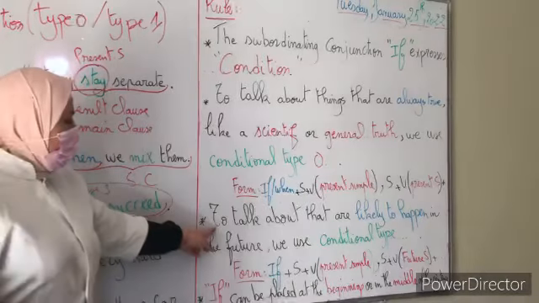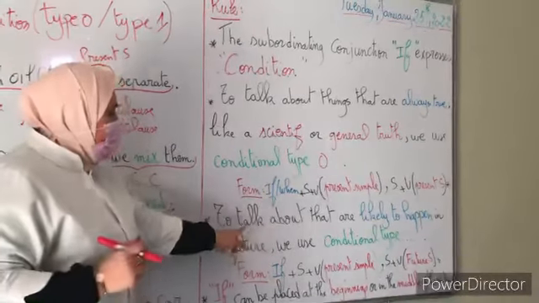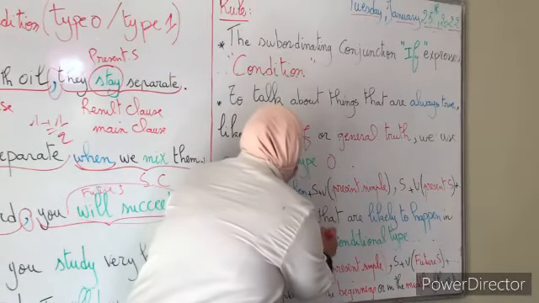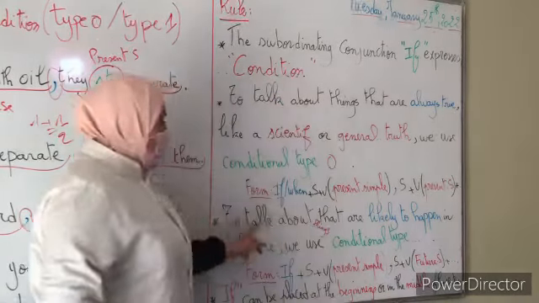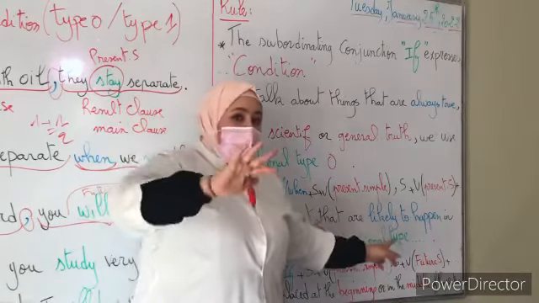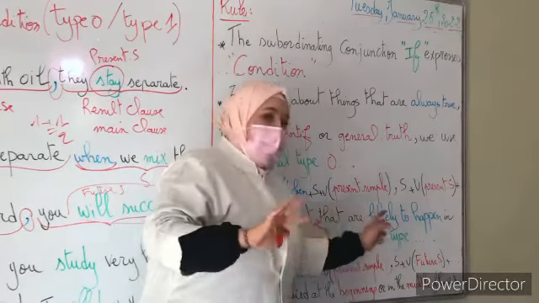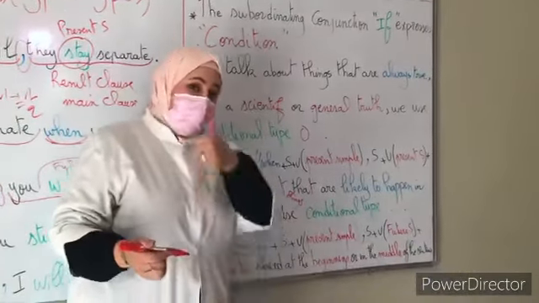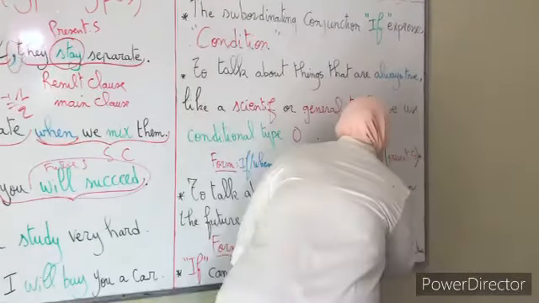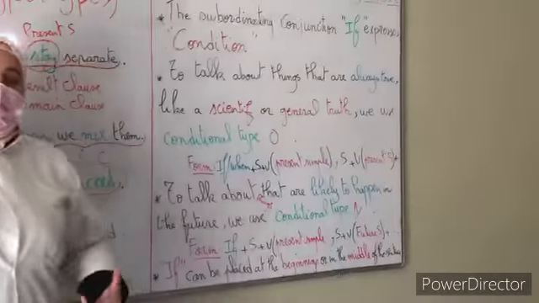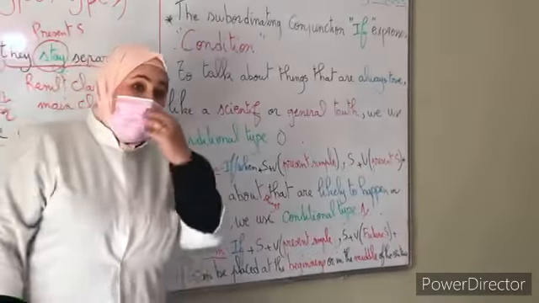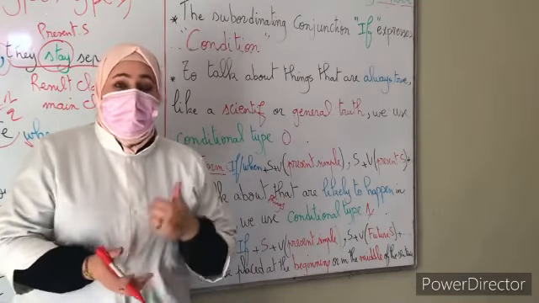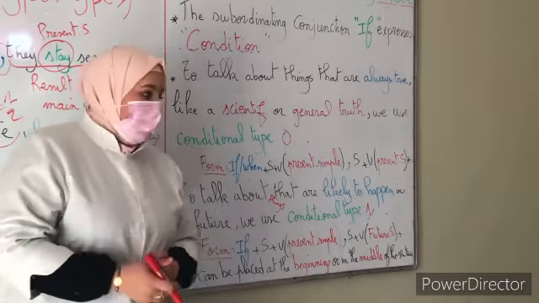Now we move to conditional type 1, to talk about things. I forgot the word "things," I'm really sorry about this. So to talk about things that are likely, that means you are not sure, that are likely to happen in the future, we use conditional type 1. When we speak about something that we are not sure about, when we don't obtain the same result, we don't use conditional type 0, but we use conditional type 1.